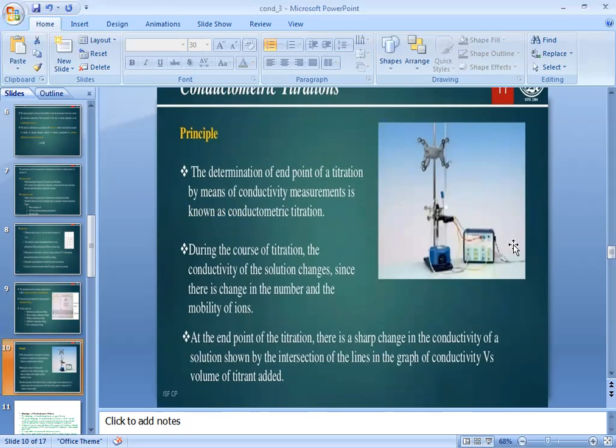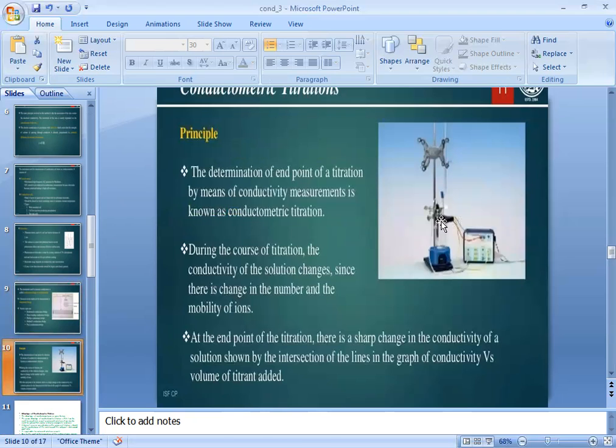So this is your conductometer. There are 2 electrodes which will be connected, and these 2 electrodes will be dipped into the electrolyte solution. So you can see this is a beaker, and you have the electrodes which are dipped in the solution. Okay, so the determination of the end point of titration by conductivity measurement is your conductivity titration.